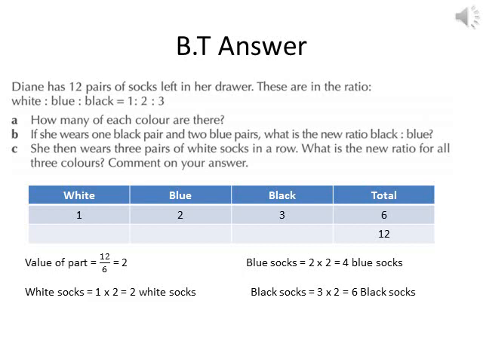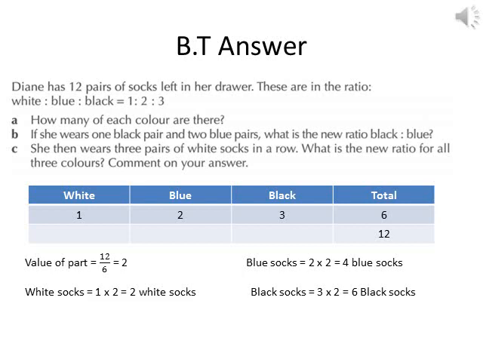And the total number of socks is 12 pairs. So I'm putting it under the total column. And after that, search for the complete column again, and you will find it's the total, and you are dividing the number of pairs of socks over the ratio of the total. So it's 12 divided by 6 equals 2. This is the value of part, so you finally get the value of part. This is the key for the whole question.